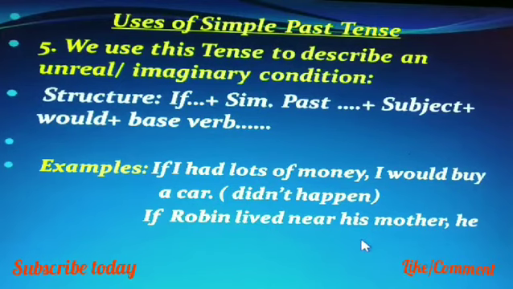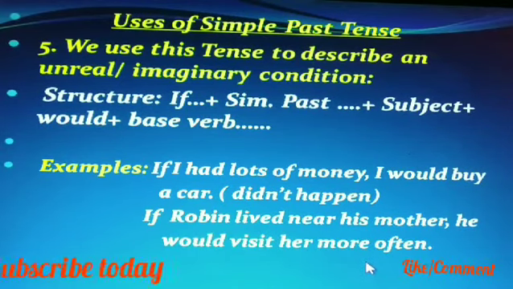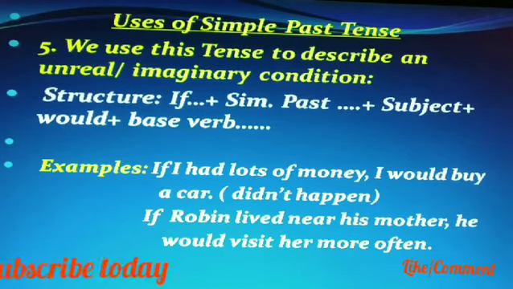If Robin lived near his mother, he would visit her more often. He did not do that. He did not visit his mother too often. It did not happen at all. But if he lived near his mother, he would visit her more often. It was unreal. It is not true. Imaginary condition of the past. In such cases, with if clause, we use simple past tense.